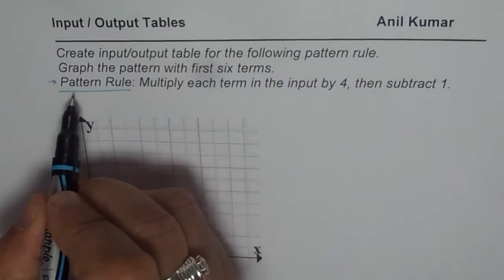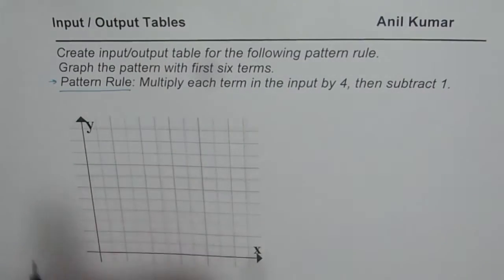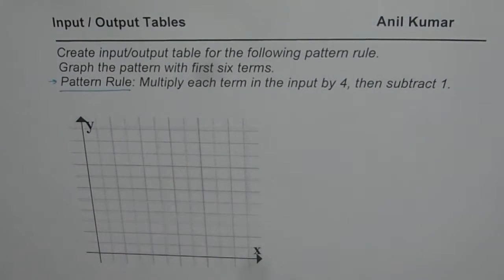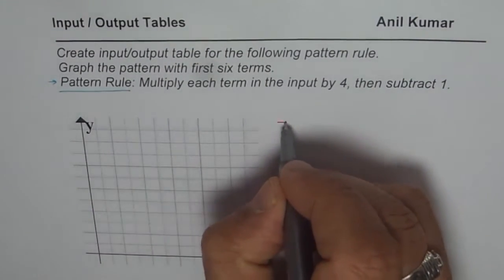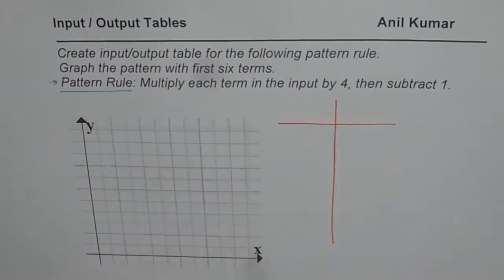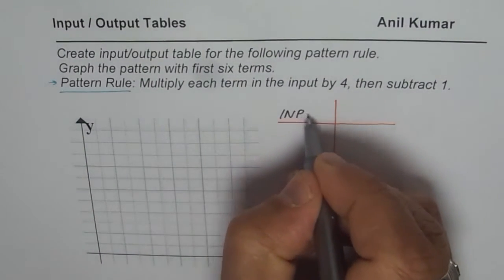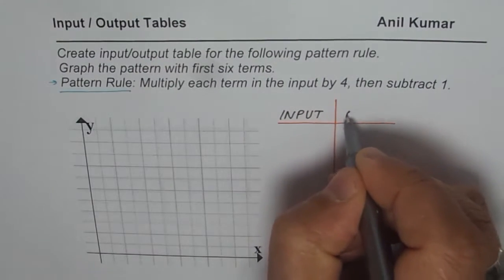It says, given this pattern rule, create an input-output table. That is the first step which we need to do. So whenever you want an input-output table, just make 2 columns. The first column is the input, and the second one is output. So we have input, and then we have output.